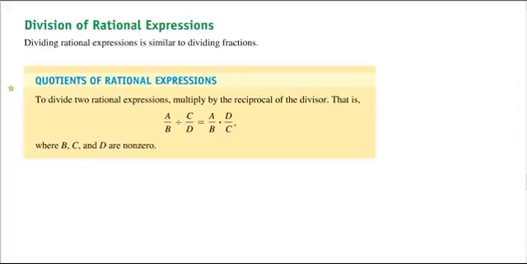Division of rational expressions. To divide rational expressions, we multiply by the reciprocal of the divisor, just the same as we did in fractions. If I have a over b divided by c over d, then I rewrite it as a over b times, I change the division to times, and I flip the second rational expression so that it's d over c. And here b, c, and d are non-zero so that we have defined rational expressions.